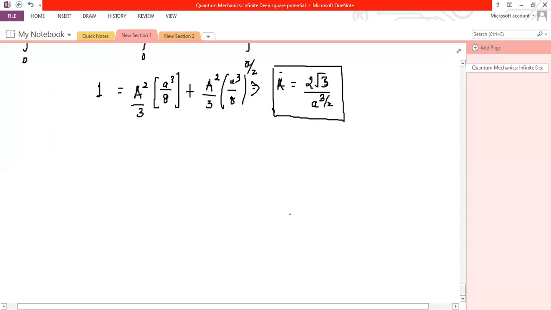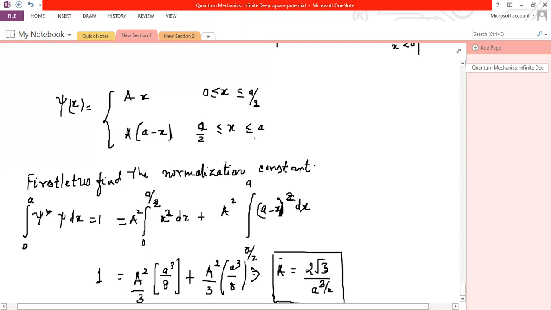Now the next, I have already told that if psi x is given in this form, we know that psi x forms a complete set. We already know that the eigenfunction corresponding to the infinite deep square well, this particular eigenfunction psi x, forms a complete set. And I have already taught what I mean by complete set: psi x can be expressed as a linear combination of the eigenkets.